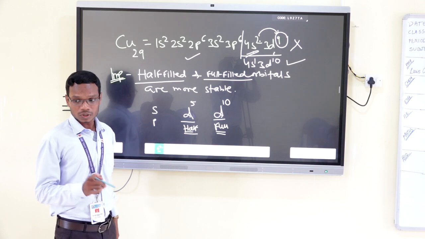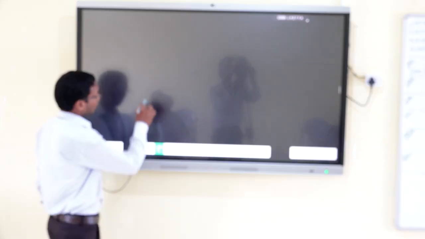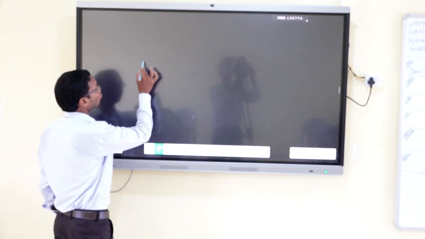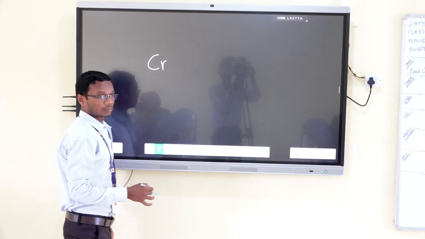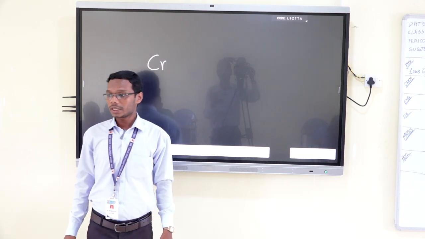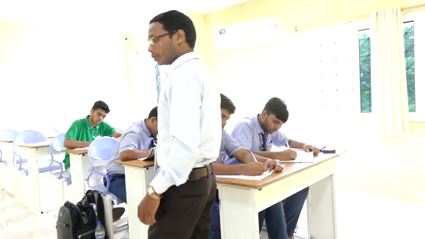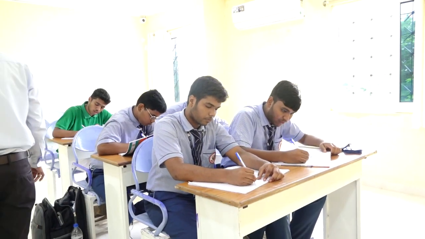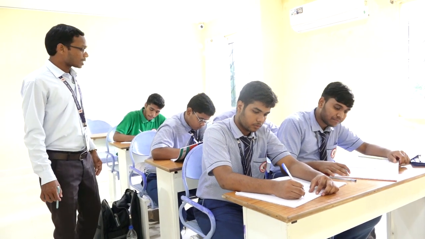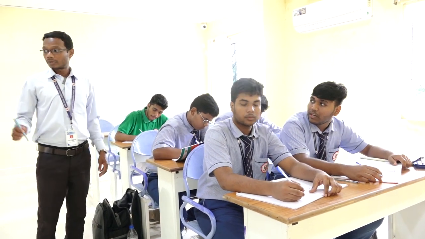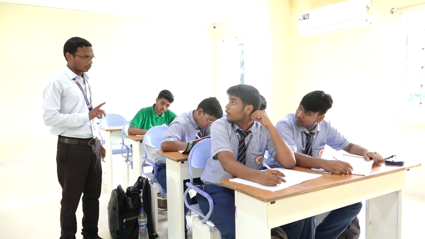Okay. Now my question, write one electronic configuration. I will see your copy. Write the electronic configuration of chromium. Write in your copy what will be the electronic configuration of chromium. First say what is the atomic number of chromium? 24. That means chromium has 24 electrons.